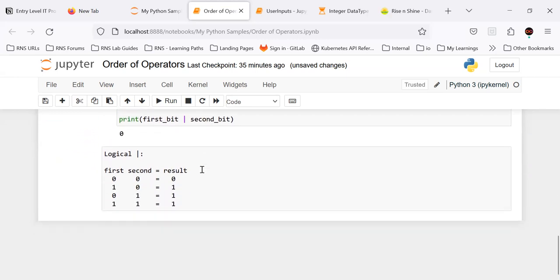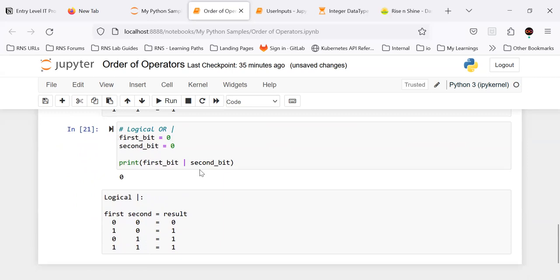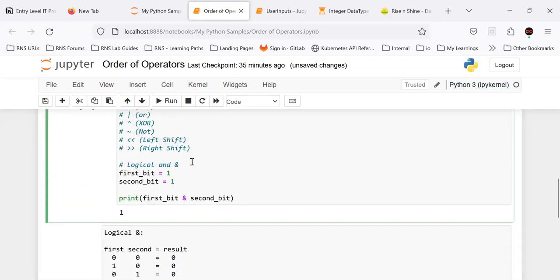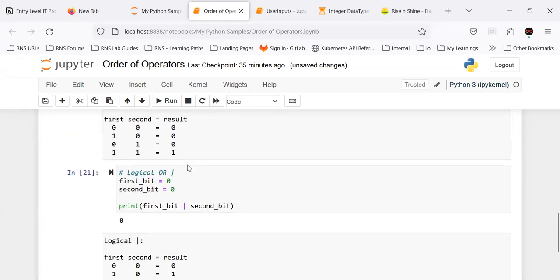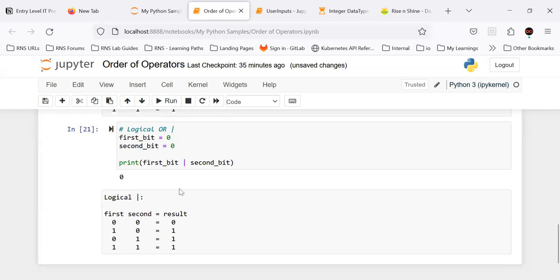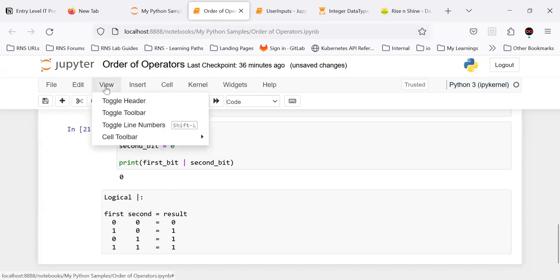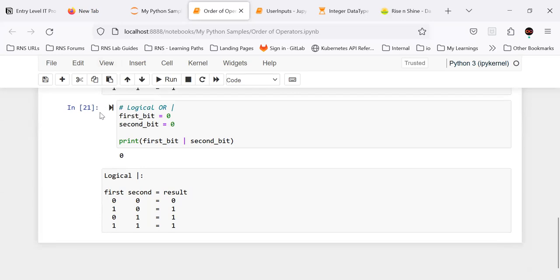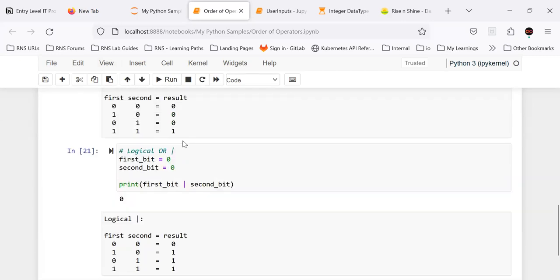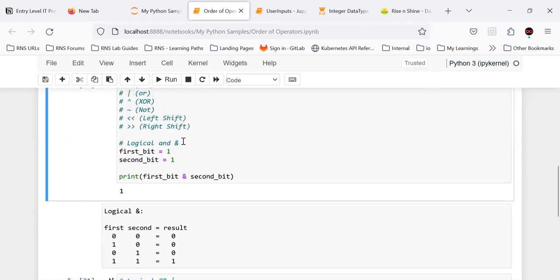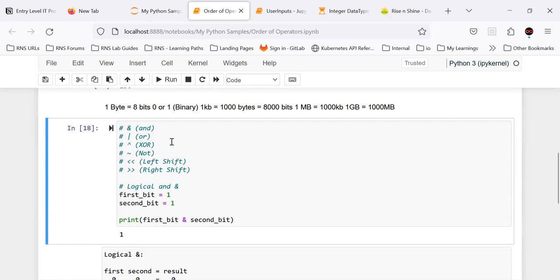Are you clear on this logical AND and logical OR? Type this in the chat window. Have you understood this logical AND and logical OR? Okay, good. Let's move on to the next one.